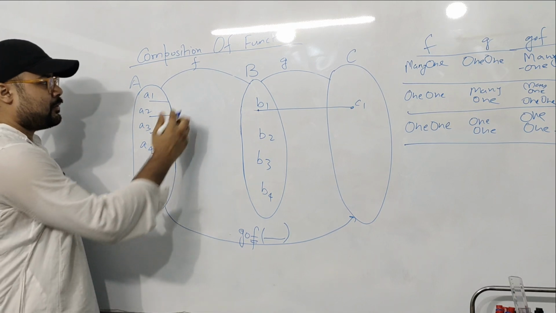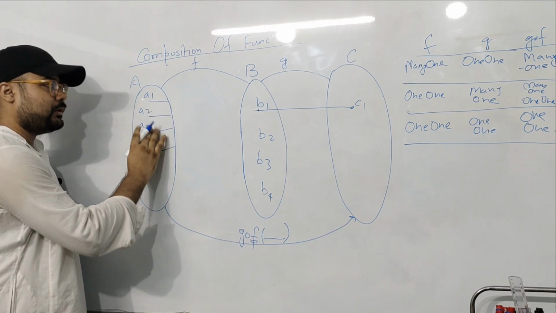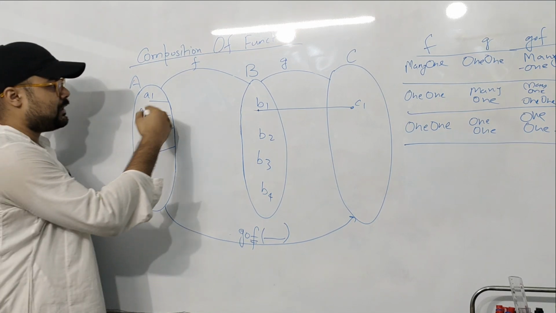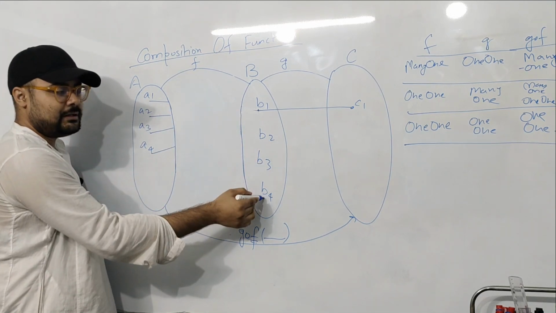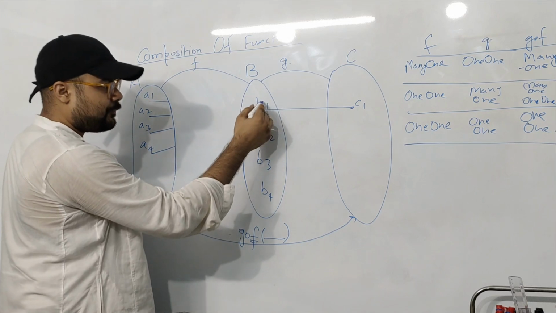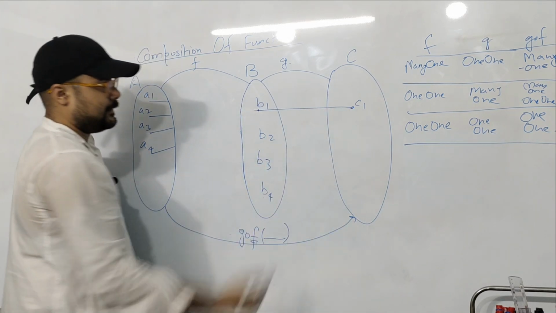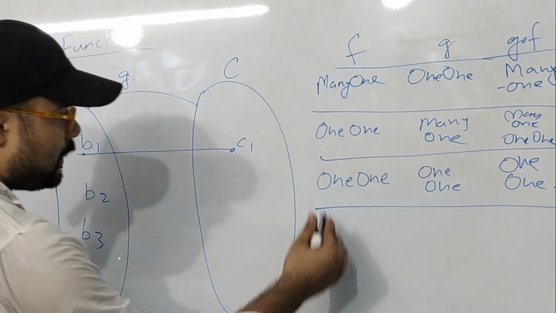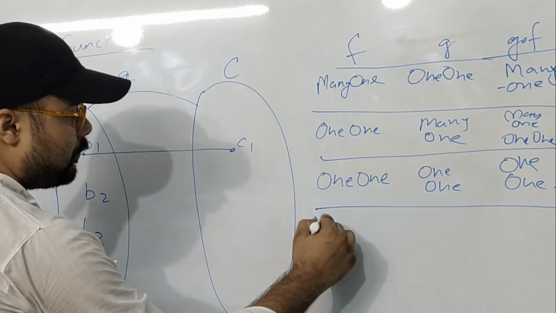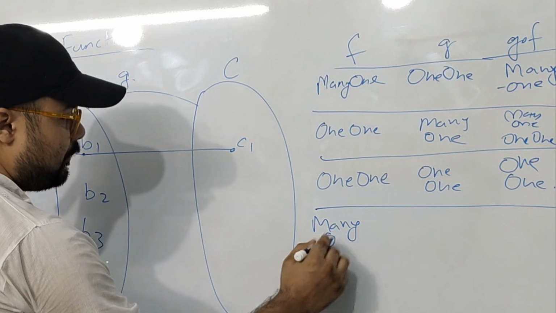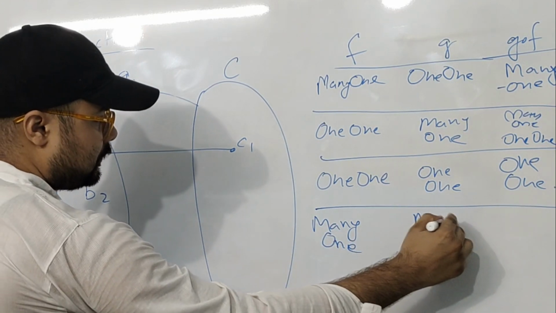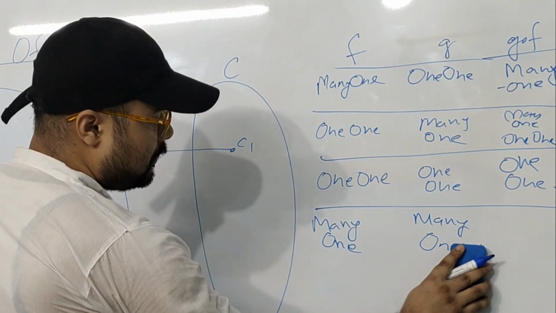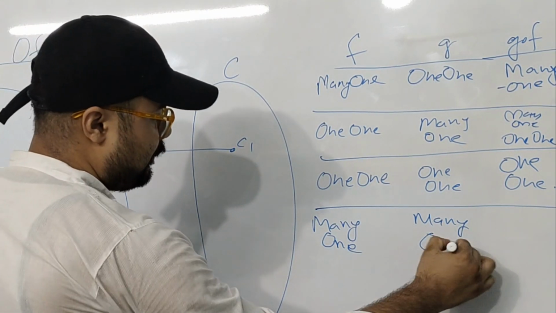What I am saying is this: when you have all these elements going to different elements, so a1, a2, all these are different elements, their images are also going to different elements in B, and because g is also one-one, for different elements the images are different in C. Okay, what is the other possibility? The last possibility is that you take both many-one. Then what is g∘f?